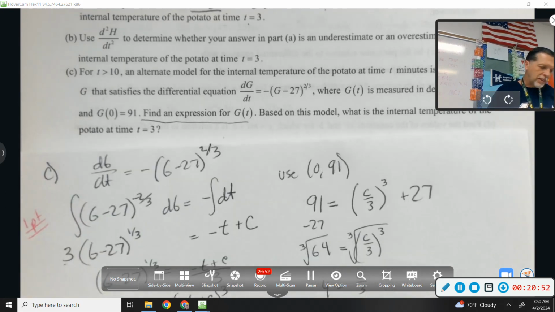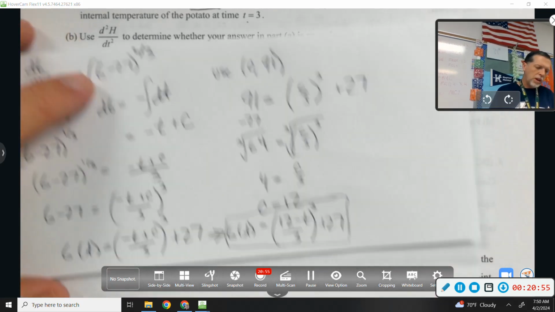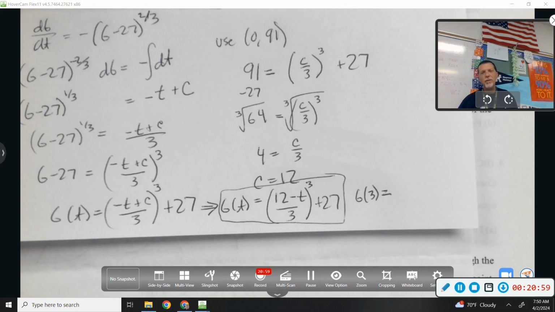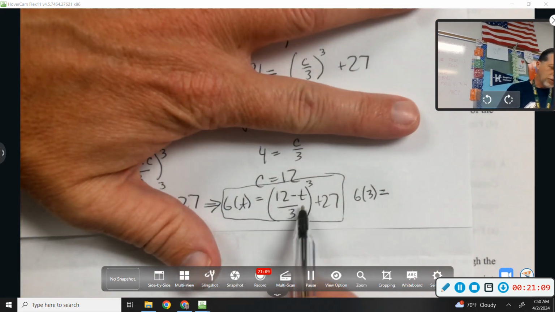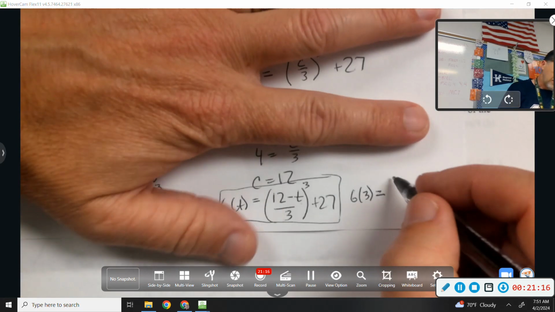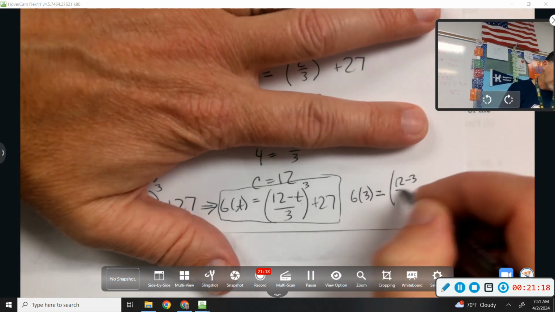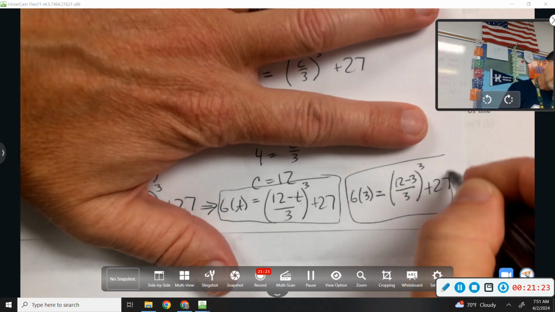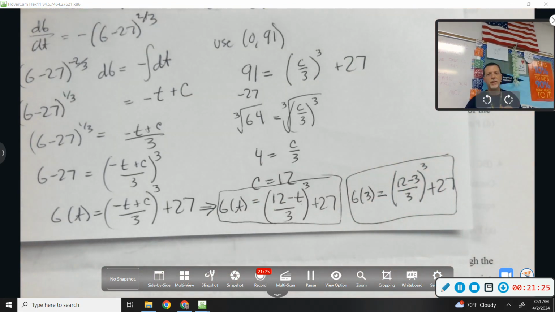And then lastly, use that to find the temperature at time 3. This is a great place for a safe stop because all I'm going to do is plug in 3 and walk away. I don't care what the temperature is. There's things you could do here, like 12 minus 3 is 9, 9 divided by 3 is 3, 3 cubed is 27. Nope. (12 minus 3 over 3) cubed plus 27. That's my answer. Thank you very much. I'm walking away.